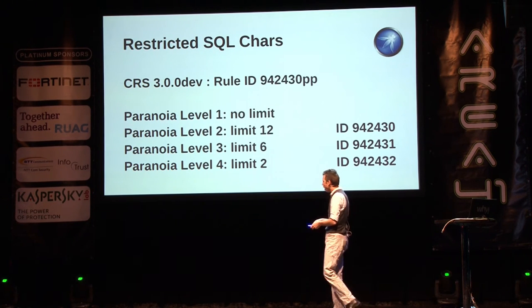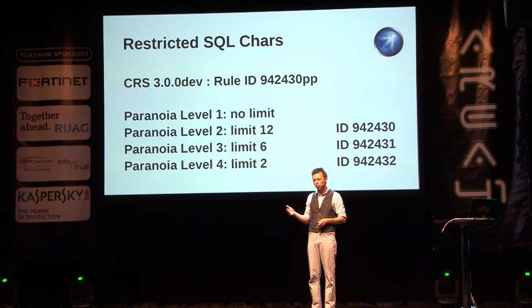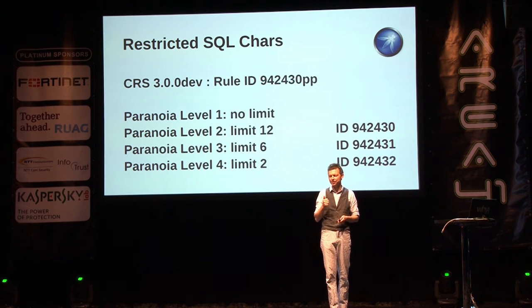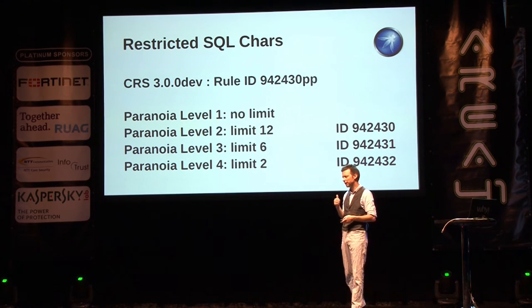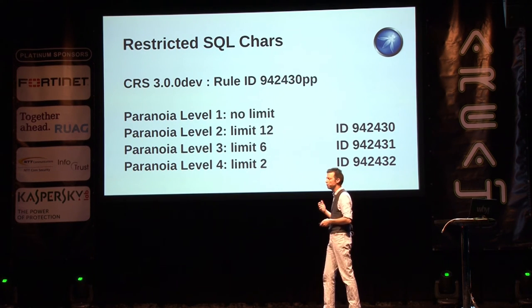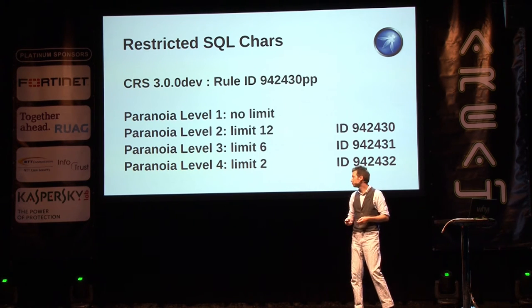Getting an exploit over to the server without using more than one special character is really hard. This is hard limbo. So if you're able to run your application at a paranoia level of 4, the attacker will have a very hard time.